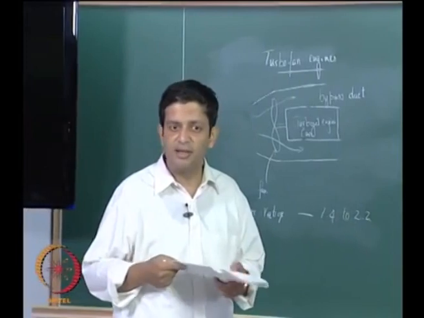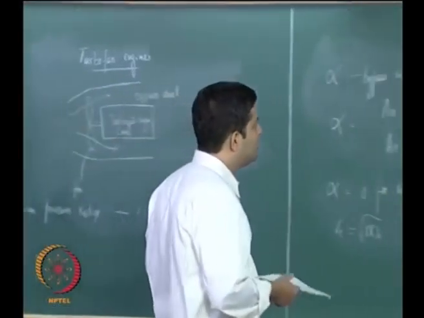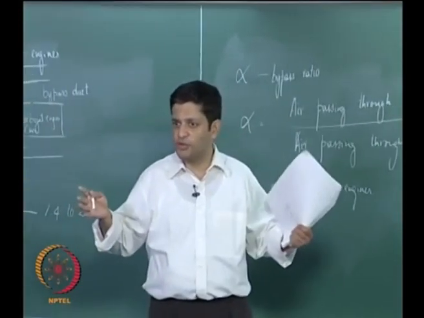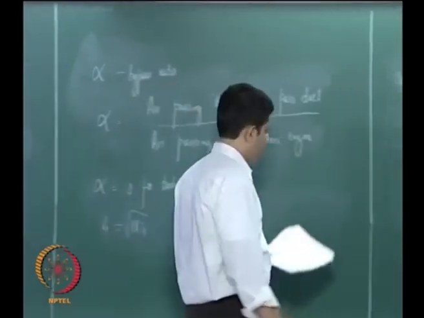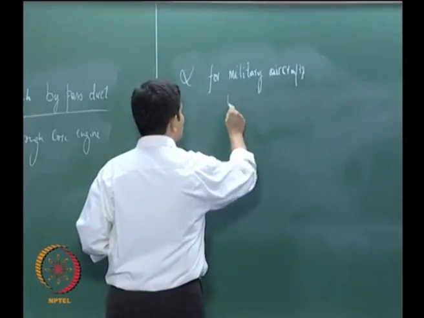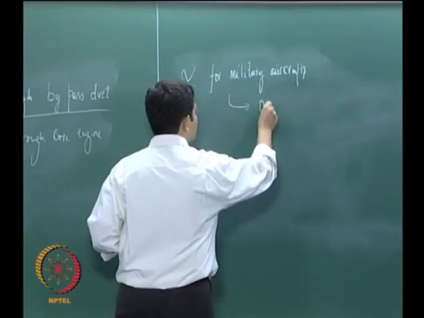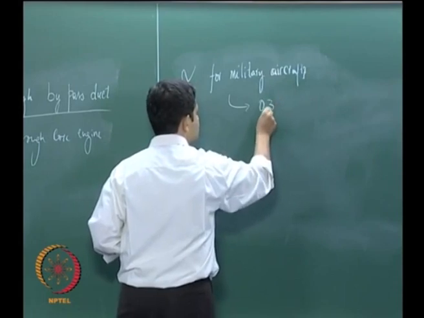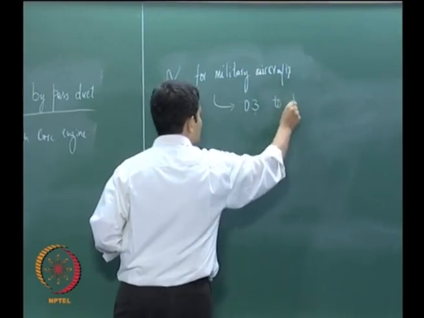and alpha for civilian aircrafts is around 6.